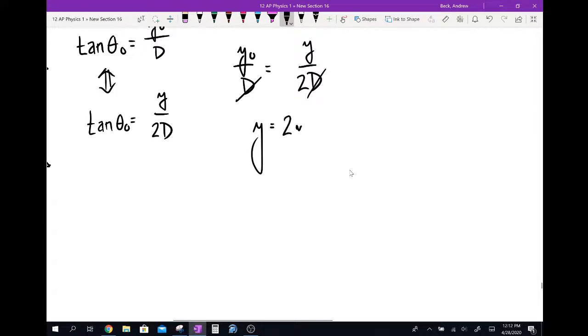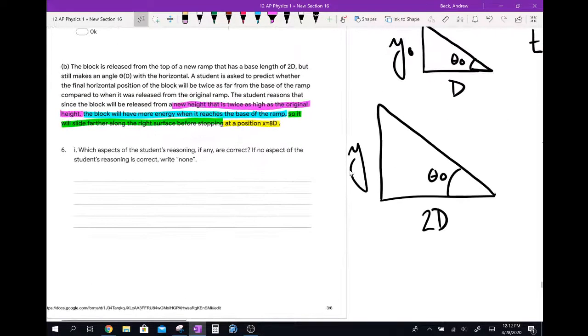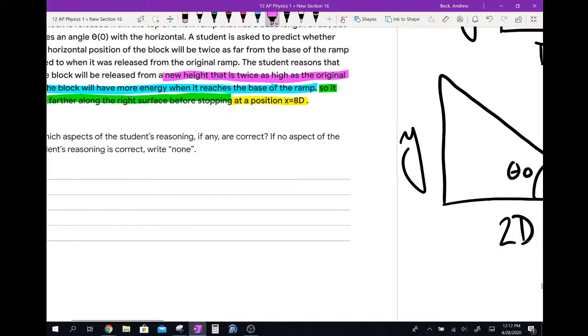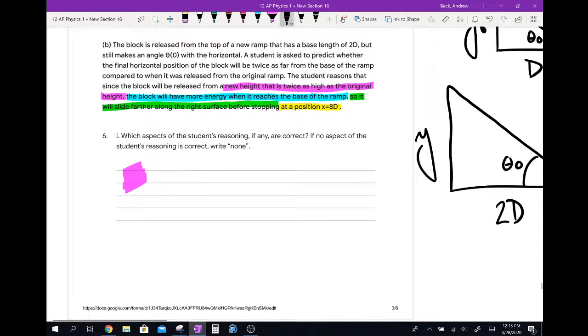It's like y is equal to y naught. So it looks like that is a correct statement. The ramp is twice as high. So instead of rewriting it, what you would do is rewrite it. I don't want to rewrite it, so I'm going to say that this pink phrase is correct. So that is a correct reasoning.